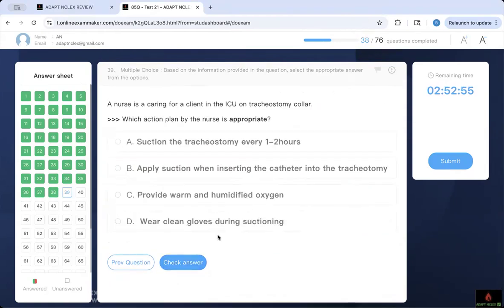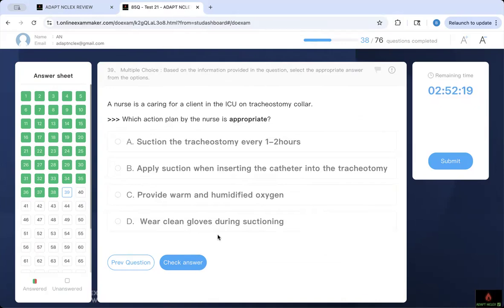The nurse is caring for a client in the ICU on a tracheostomy collar. That means there's trach care. Which action by the nurse is appropriate? How do you take care of the trach? Suction the tracheostomy every 1 to 2 hours. Apply suction when inserting the catheter into the tracheostomy. Provide warm and humidified oxygen. Wear clean gloves during suctioning. What do you do? Which answer choice do you pick? This is a safety and infection control question regarding tracheostomy management.